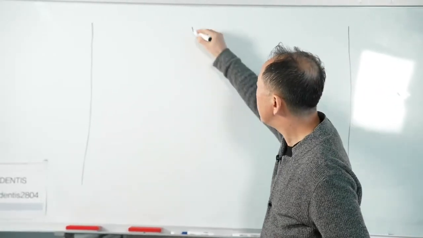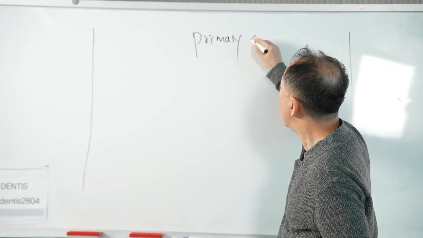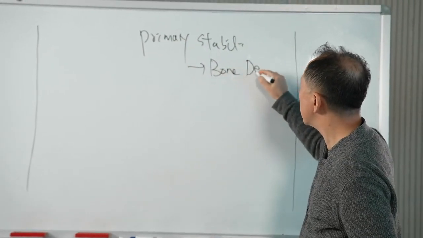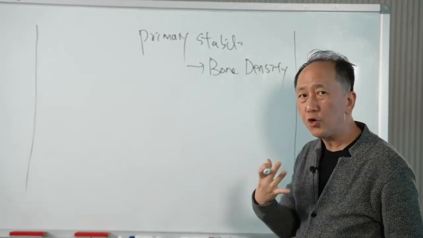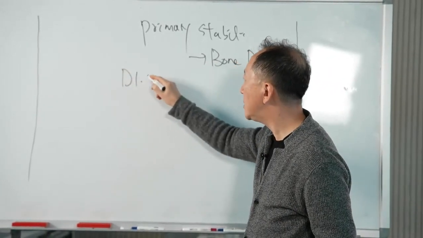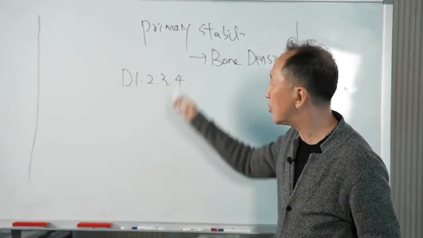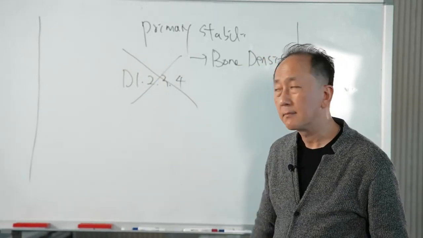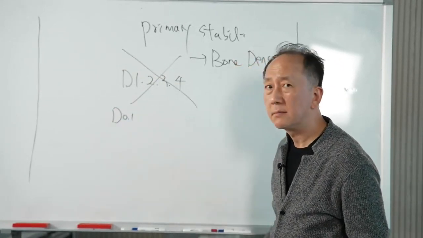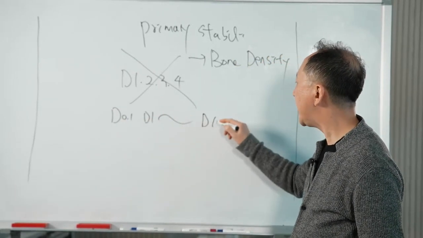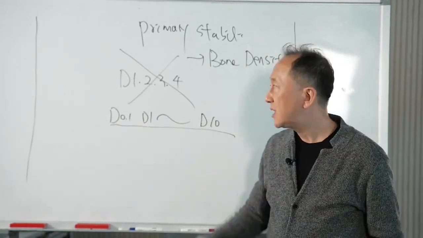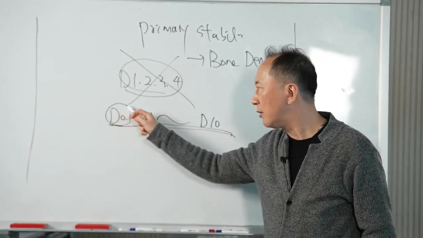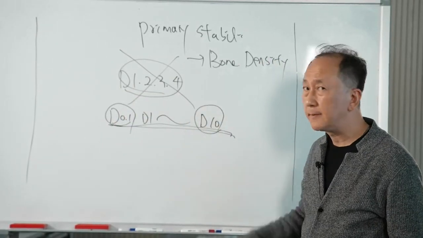Primary stability. This primary stability usually combines with bone density here. As humans, we talk about D1 bone, D2 bone, D3 bone, D4 bone. But this is the human language here. In the real situation, bone density is different. Bone density is sometimes D 0.1, sometimes D1, D10 here. So this is only human language. Real bone is different. Sometimes too hard bone, sometimes too soft bone here.